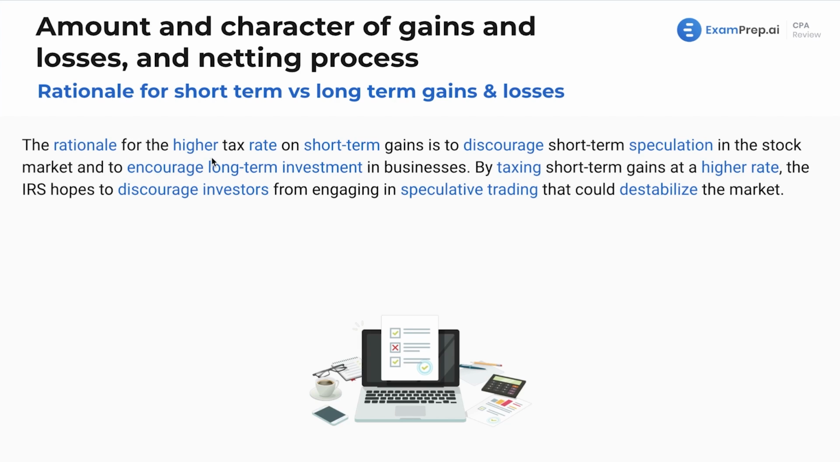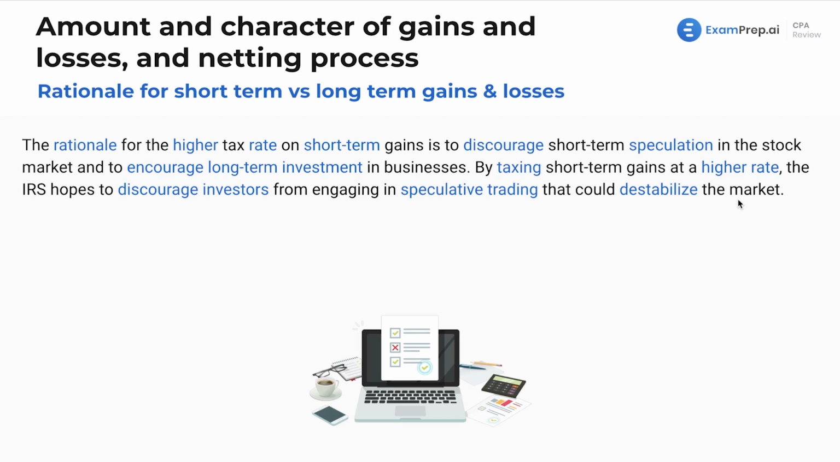The rationale for the higher tax rate on short-term gains is to discourage short-term speculation in the stock market and to encourage long-term investment in businesses. And by taxing short-term gains at a higher rate, the IRS hopes to discourage investors from engaging in speculative trading that could destabilize the market.